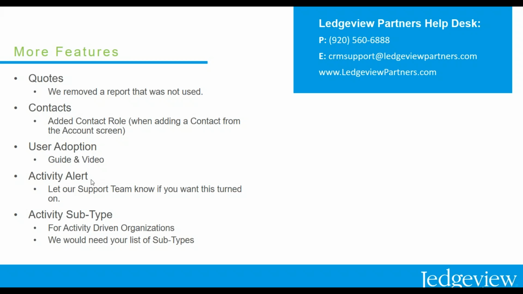But we added a feature where if someone other than the owner of a record adds an activity, and we picked the 5 main activities: phone calls, tasks, appointments, emails, and sales calls. If somebody enters one of those against a lead, account, contact, or opportunity, and the person who's creating that activity is not the owner of that record, let's say the account, then the owner of that record will get an email saying someone else just entered an activity against something that you're in charge of. So you might want to know about that.